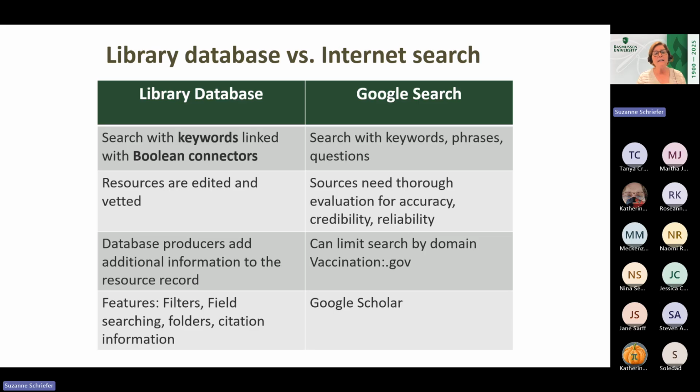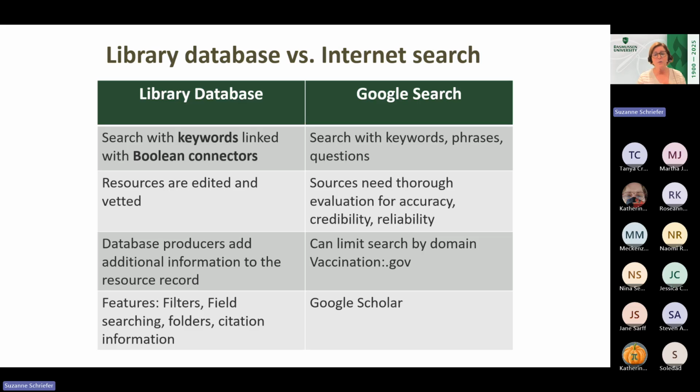And then finally, because of all the additional material and features that library database developers add to each article, you can actually search on some of those. You can filter your results, you can generate citations, you can create folders to save your work, etc. And I think the only other special feature within Google is Google Scholar, which really limits your search to just academic journals.